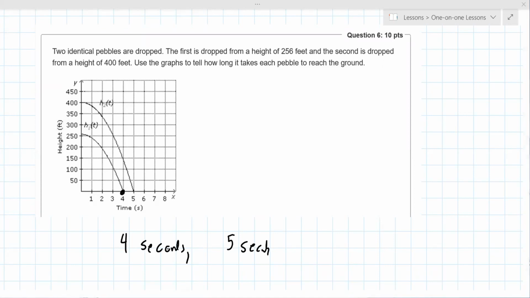Okay, I think that's everything on here. Let me double check one more time. All right, so let me submit. It'll tell us if we haven't answered one. Looks okay. All right, excellent.